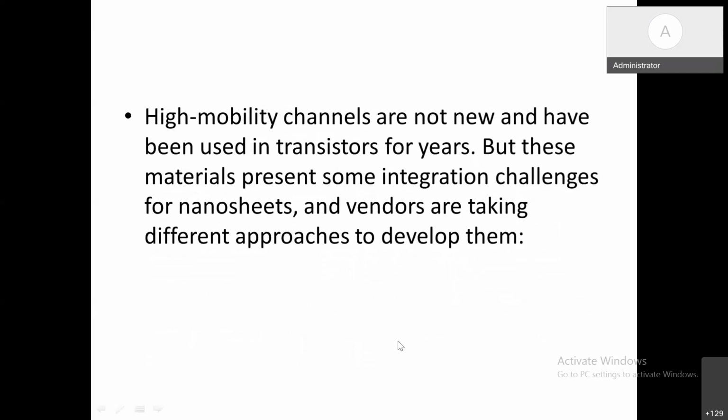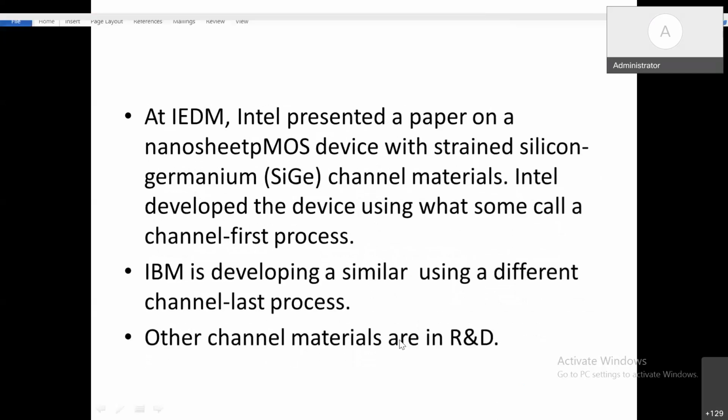Intel is actually implementing the nanosheet PMOS device with a strained silicon germanium channel material. Other channel materials, they are saying, are in R&D.